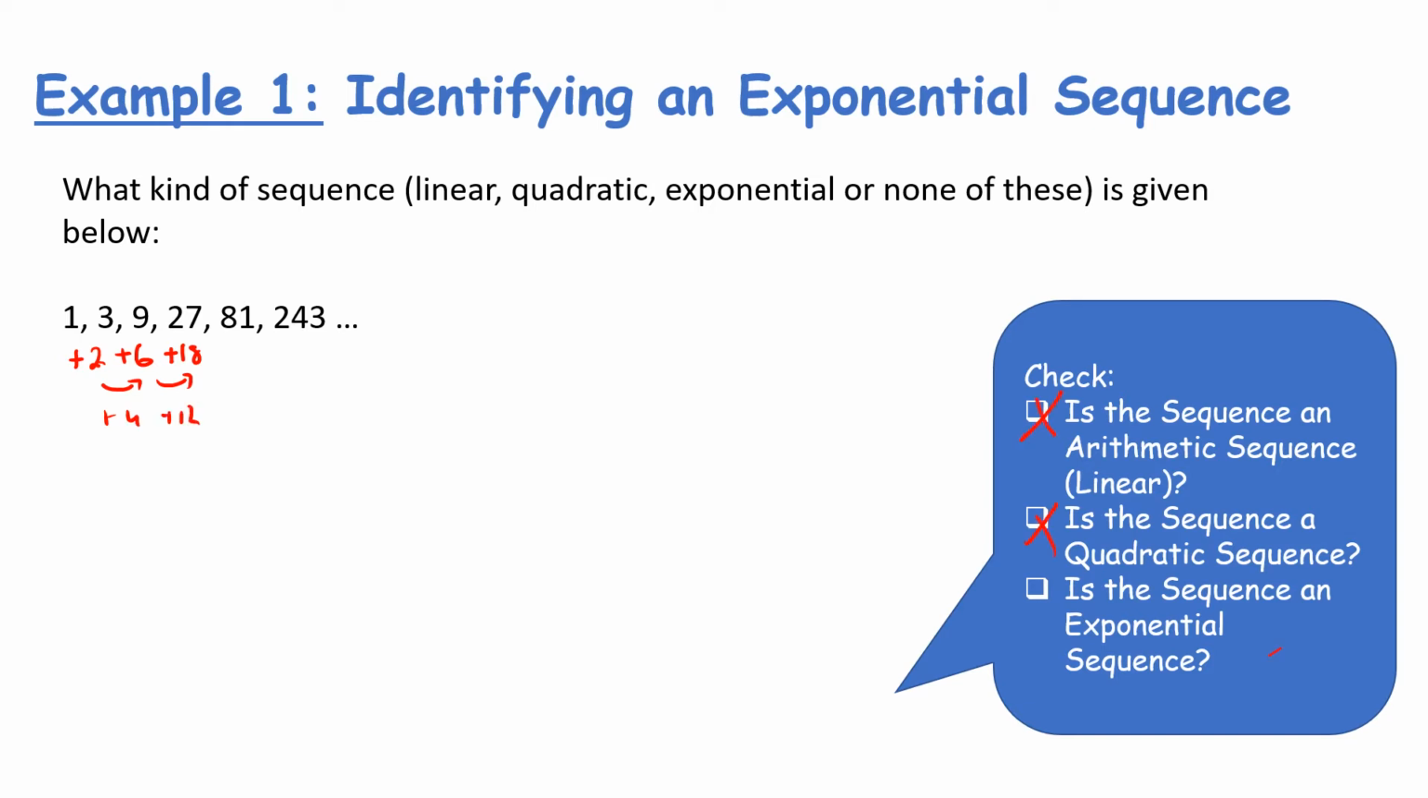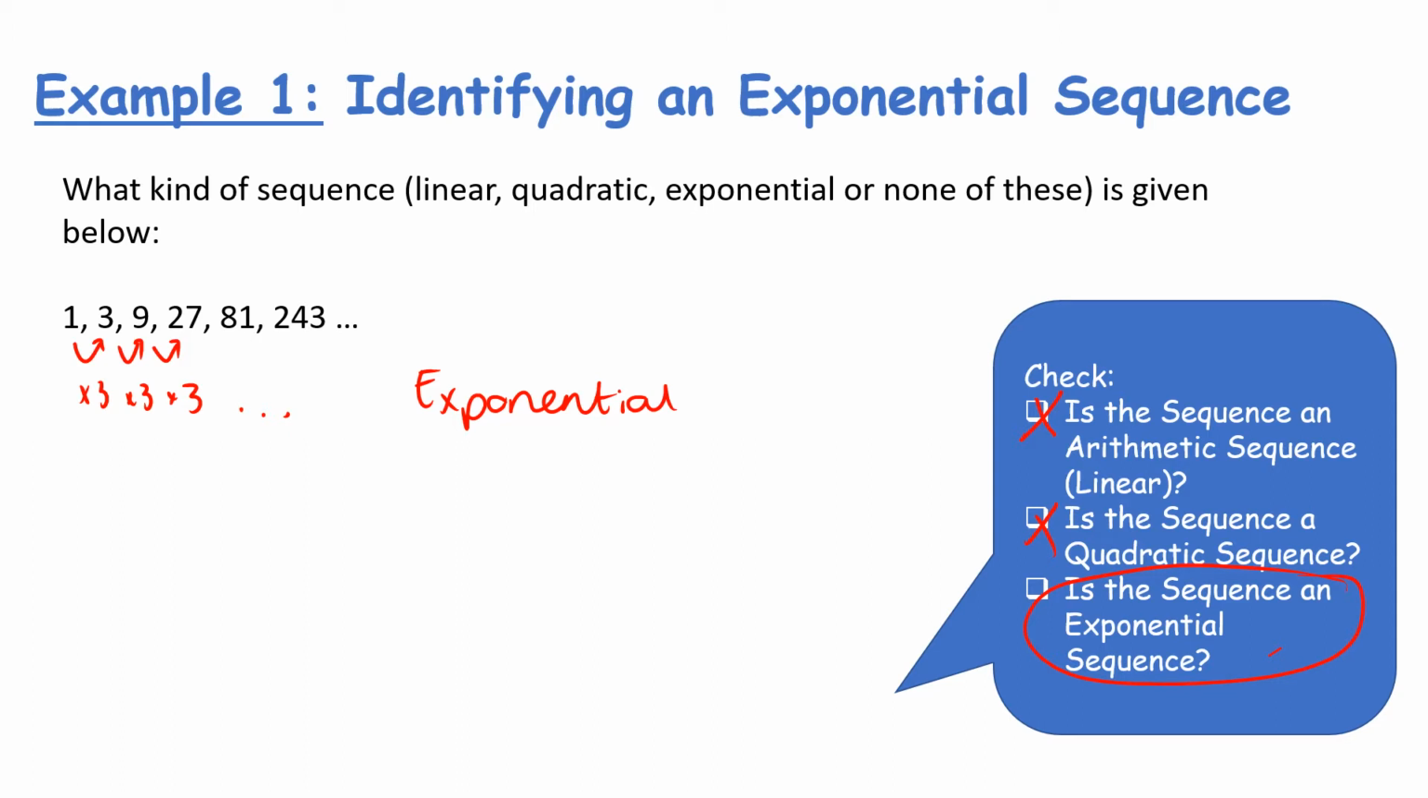It is not quadratic. So then our check is, could it be exponential? Could I be multiplying each term to get to the next? So here I multiply by 3. Here I multiply by 3. Here, multiply by 3, and yes, we do have this idea of multiplying, so this is an exponential sequence. So we want to check, first of all, is it linear, is it arithmetic, is it then quadratic, and finally we'll check if it is exponential.